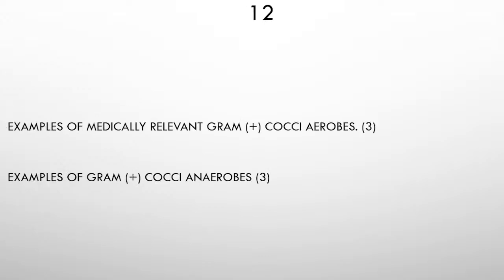All right, micrococcus species, gram-positive cocci aerobes, micrococcus species, staphylococcus species, streptococcus, and then for anaerobes, gram-positive cocci, peptococcus, peptostreptococcus, and the Sarcina species. Are they medically important? Yes, of course. Why? We will talk about it later. You will find out why these three. Actually, micrococcus is considered as a contaminant, but we'll talk about it later once we reach the discussion on gram-positive cocci.